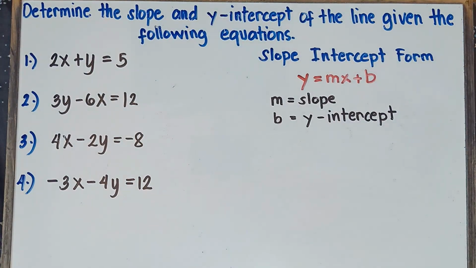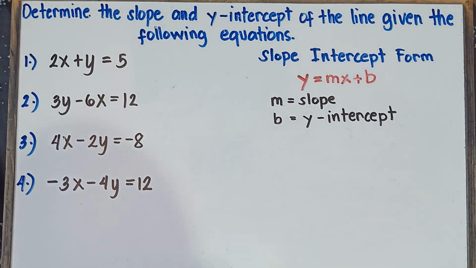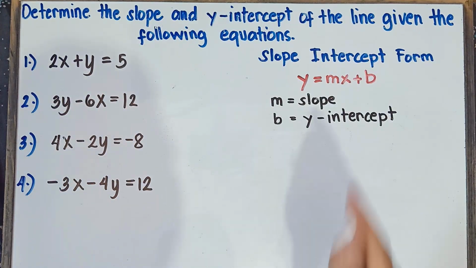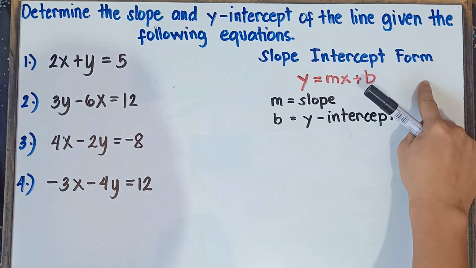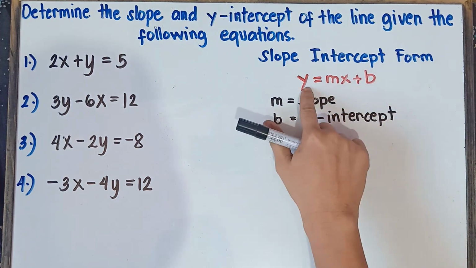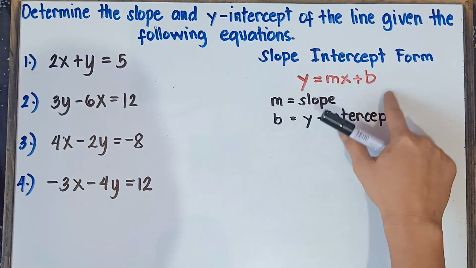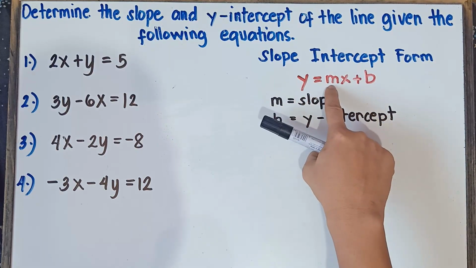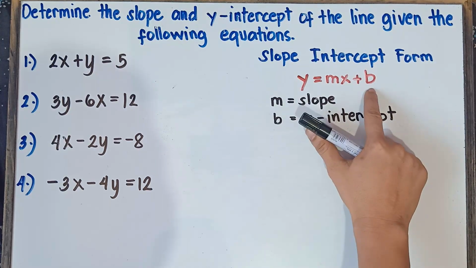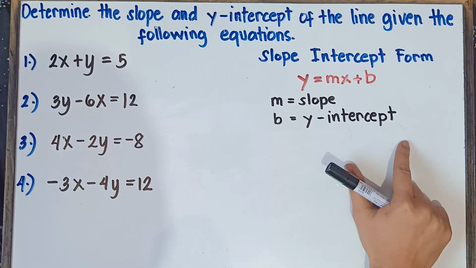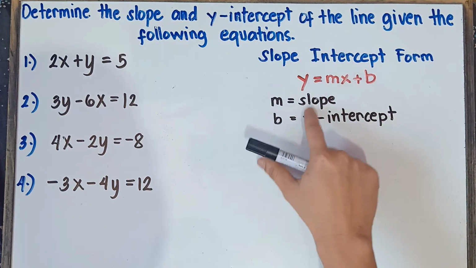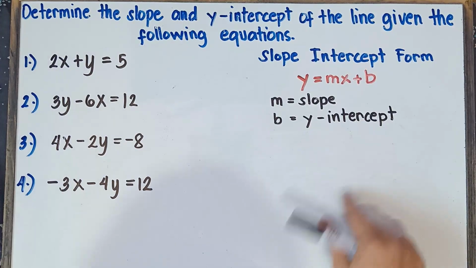Alright, so let's start with example number 1. Our given is 2x plus y equals 5. Now, this will be the slope-intercept form, and we need to follow this format. We have y equals mx plus b. The slope would be m. So once again, m is equal to the slope. And then b, this one right here, class, would be the y-intercept. So we need to follow this format to get the slope and the y-intercept.